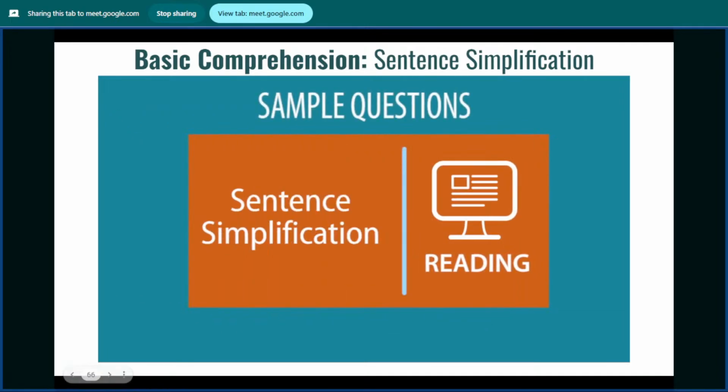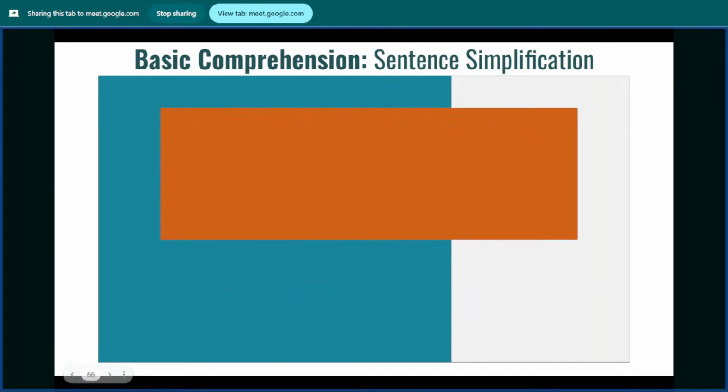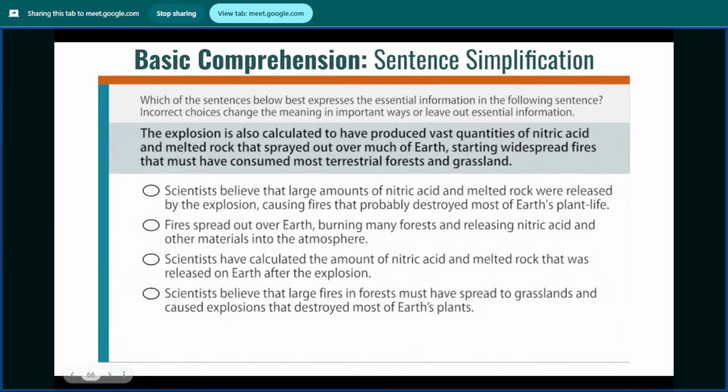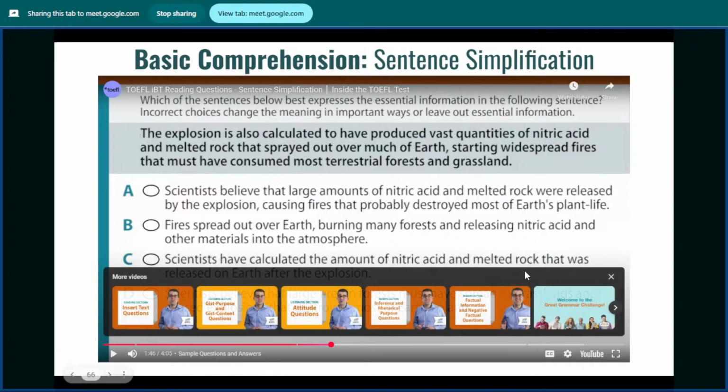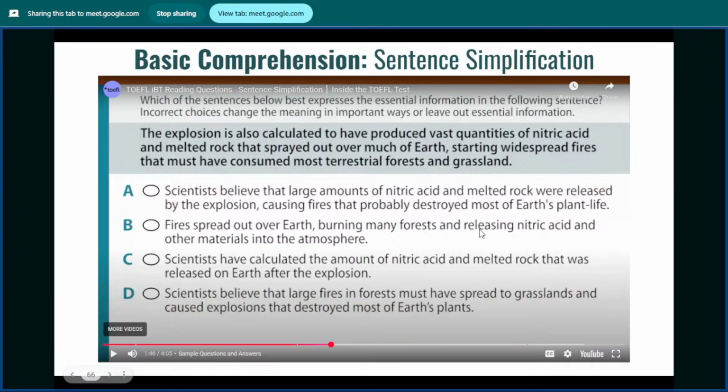Here's an example of a sentence simplification question from a passage about meteorite impacts and dinosaur extinction. This type of question can be challenging because all of the answer choices will contain similar words. Try to solve it. This will be a bit difficult because you don't have the passage, but still try it.